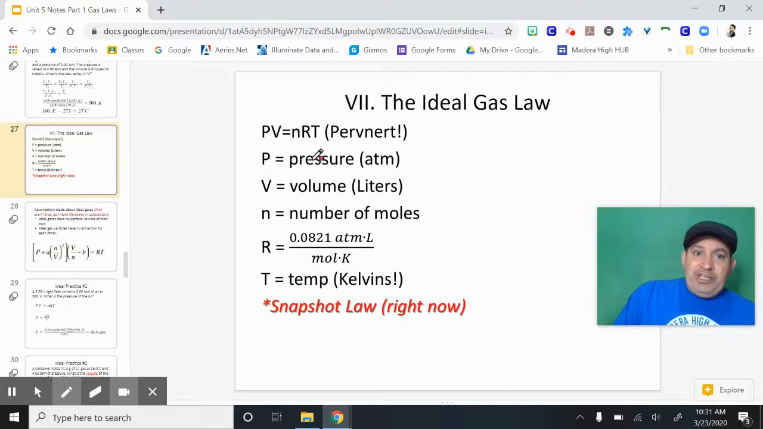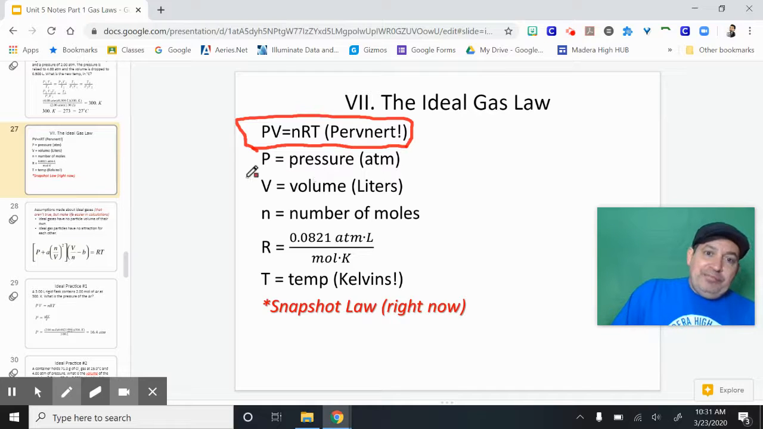Okay. So the ideal gas law is PV equals nRT. We say "pervnert" for short. I'm not the one that made that up, by the way, but usually chem teachers call it pervnert. P is for pressure, and that's usually going to be in atm for our calculations. The V is the volume, which is in liters. N is the number of moles, which is mol.